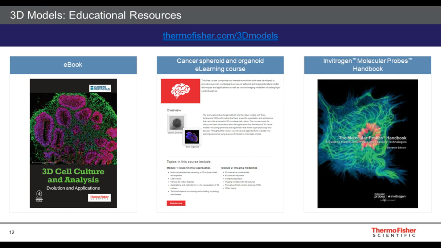Other resources that are available for people to download are things like we have an ebook centered on cell culture and analysis, as well as the standard Molecular Probes Handbook, which contains many of the different molecular probes that can be used to assay various features of cell health. And there's also a very nice e-learning course that you can freely register for, and there are, I believe, a bunch of modules in this to take you through a bit of the history of 3D cell models and some information on different types of 3D cell models that you may find very informative.